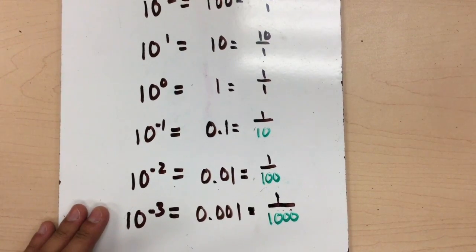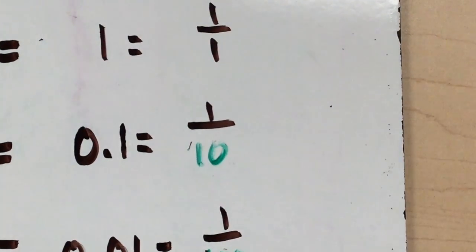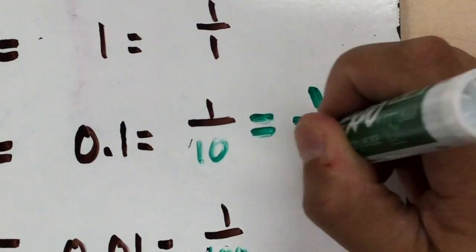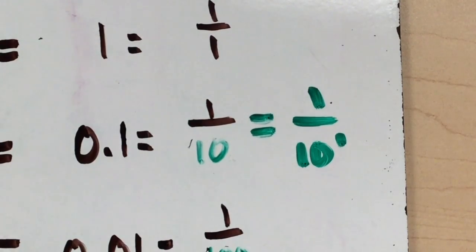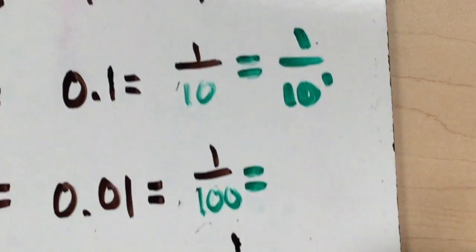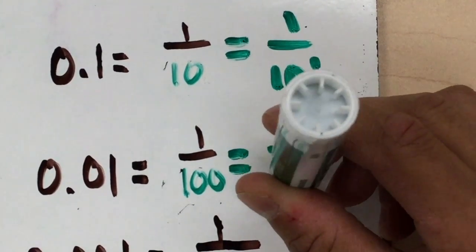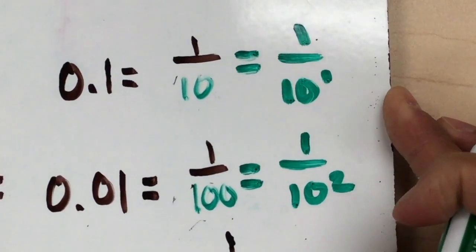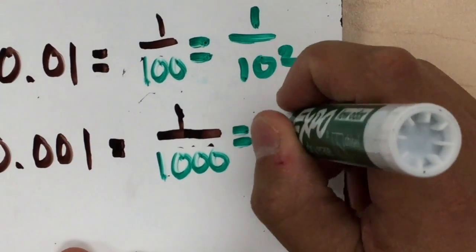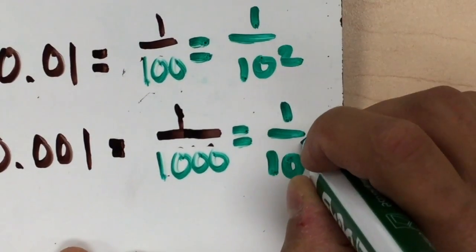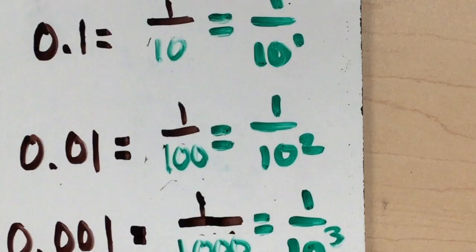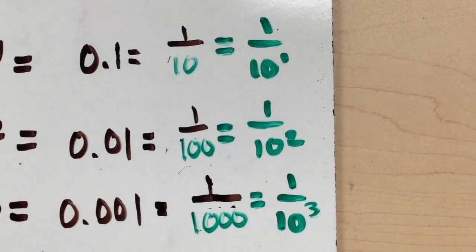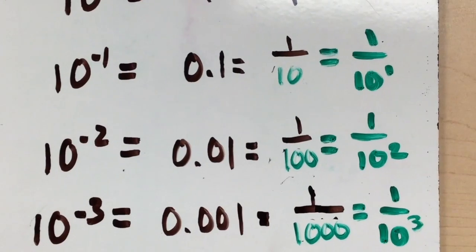Well, how would I rewrite this first one as an exponent with a base of 10? I could rewrite this as 1 over 10 to the power of 1. 1 over 100 could be written as 1 over 10 squared, because I know that 10 squared is equal to 100. And last, 1 over 1,000 can be written as 1 over 10 cubed. So if we look at how I've written these, all three of these can be expressed as decimals, but they can also be expressed as negative exponents.